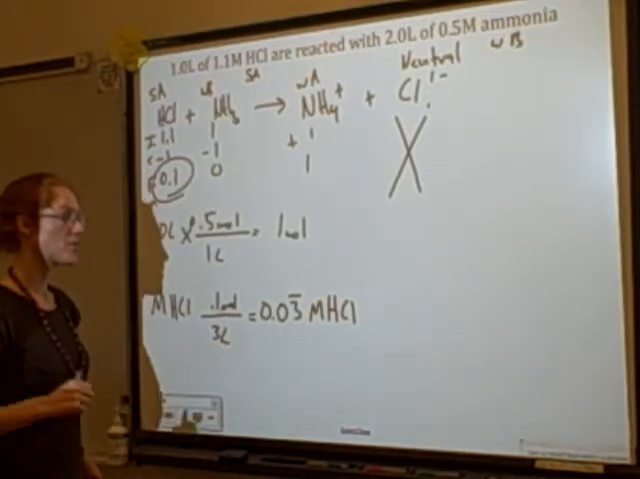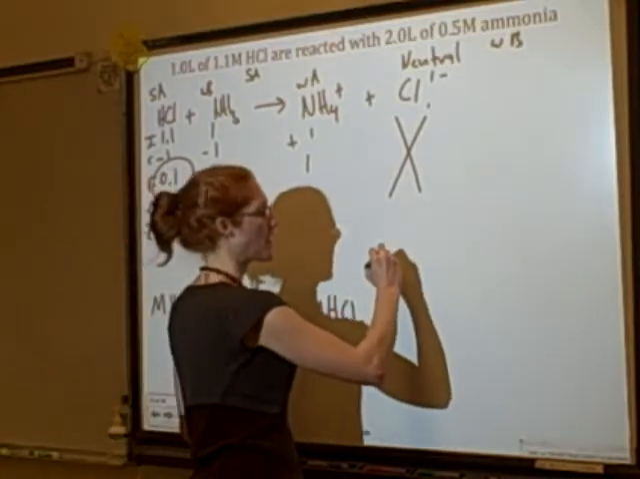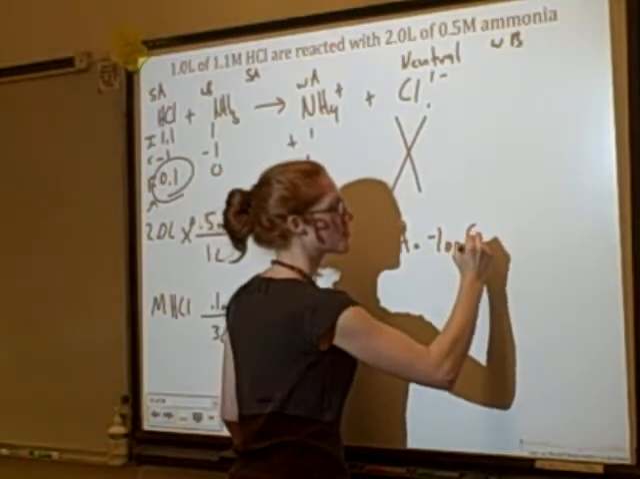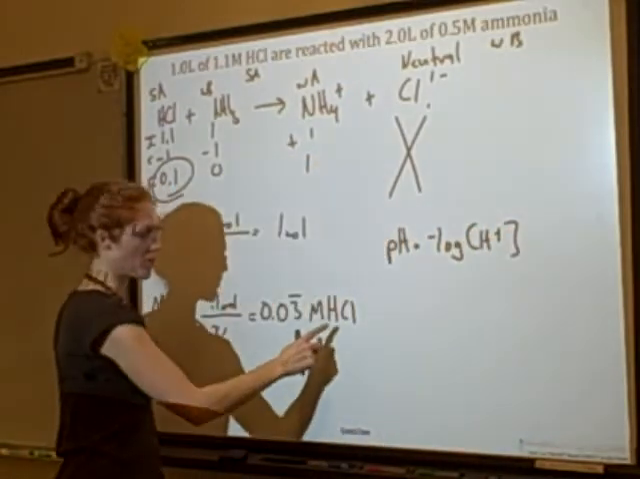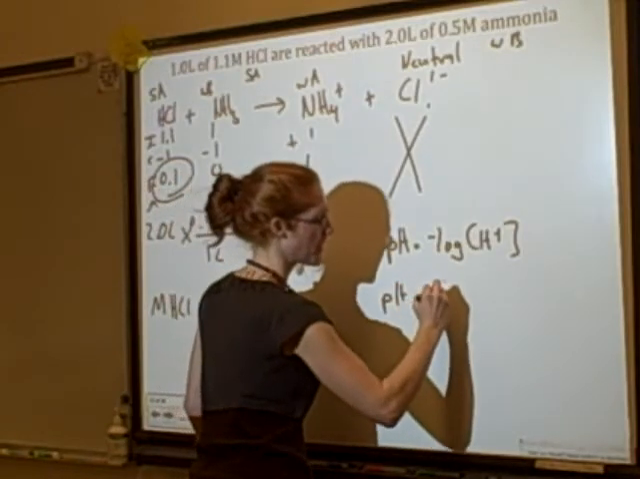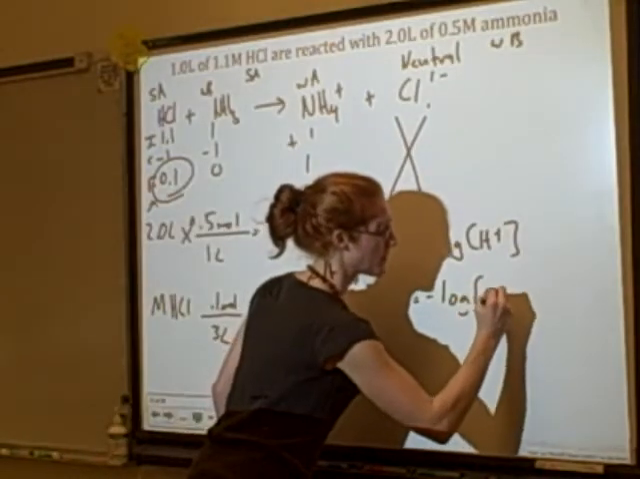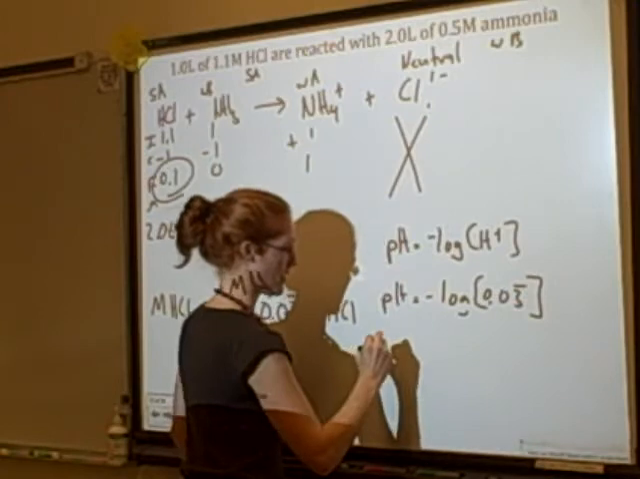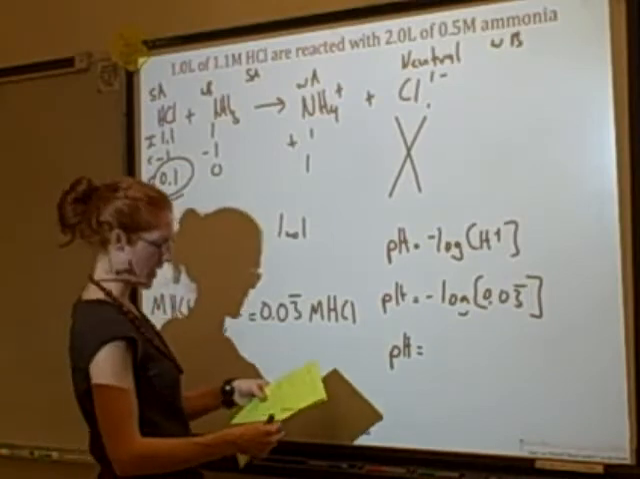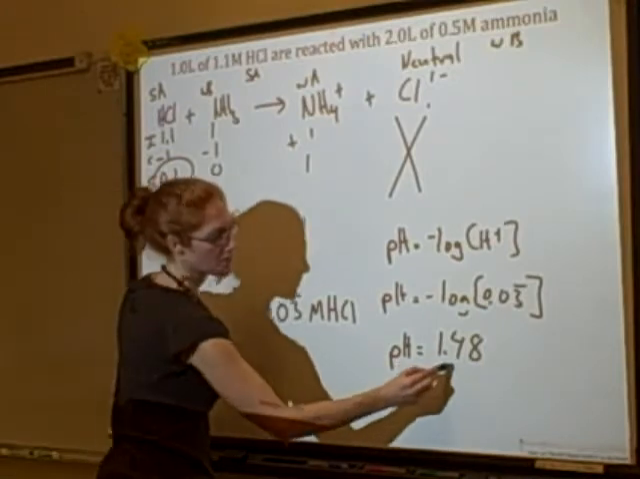Since it's a strong acid, I know for every 1 mole of HCl, I have 1 mole of H+. So I can figure out the molarity of the H+. And from that, pH is equal to the negative log of the concentration of H+, which is just going to be my concentration of HCl. So pH equals negative log of 0.03 continuing. And so my pH of this thing is going to be 1.48.